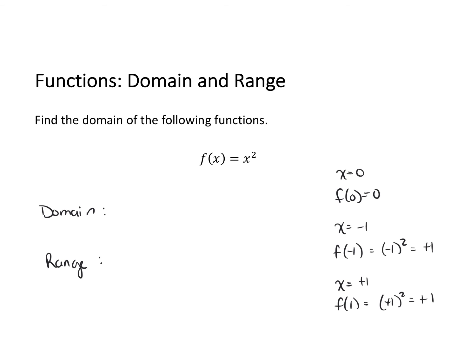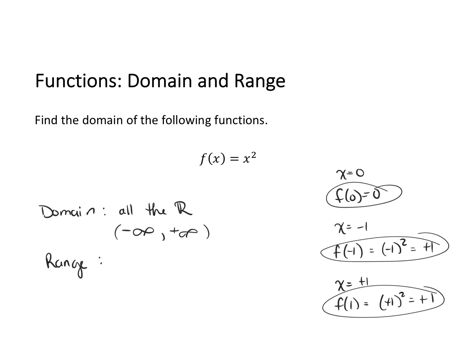So the domain for this function, we would say, is all the reals. Or you can write it using interval notation, using all the numbers from negative infinity up to positive infinity. And then the range, again, is all the corresponding output values. So if we use 0 or a negative number or a positive number for x, we're always going to end up with a non-negative number.